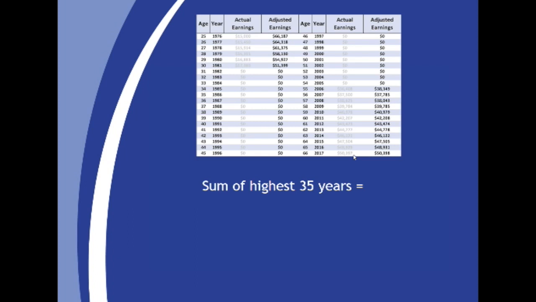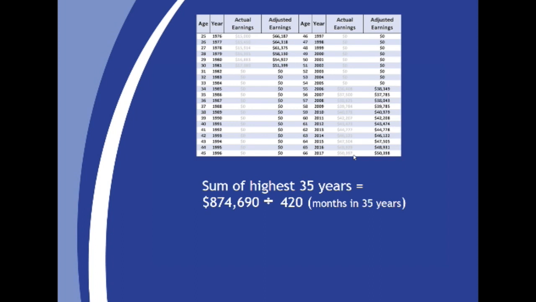So what happens if you don't have 35 years? Well, they'll still use 35 years in their calculation, but if you have 20 years of earnings, they're simply going to use 15 years of zeros. And so in this case, if you add up the 35 highest years, you come up to an amount of $874,690. And then they divide that by 420, which is simply the number of months in 35 years.